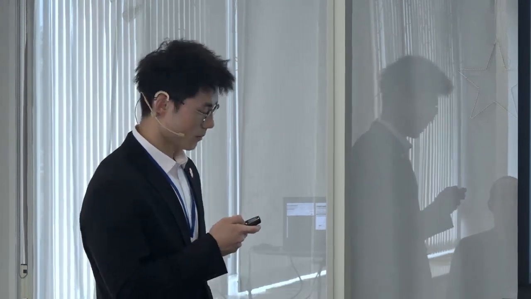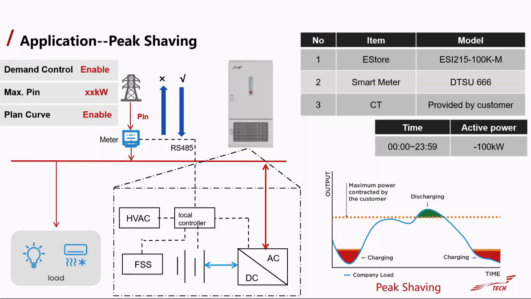And this is peak shaving. As you can see, this curve is about peak shaving because there is a maximum power drawn by the customers. So if the load level exceeds this maximum power, for this peak time part, the electricity price will be higher than the normal price. So in order to reduce the electricity cost, we have an energy storage system. We have a demand control.